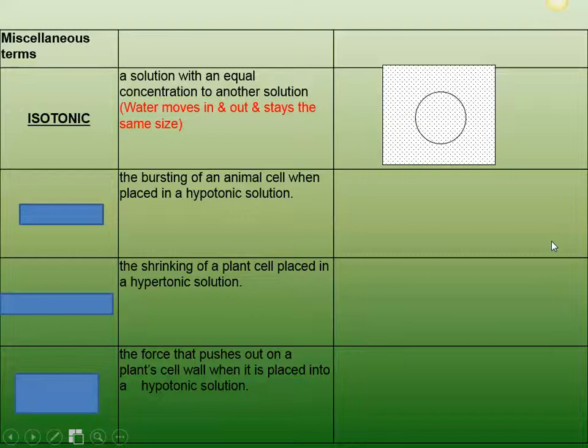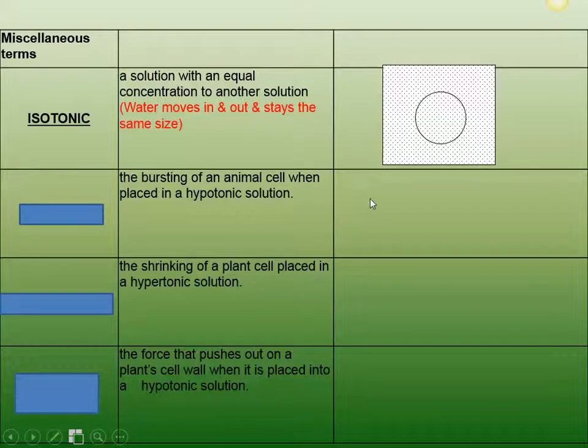And then you have an isotonic solution. These dots are all equally spaced out in this whole picture. The ratio is the same inside and outside of the cell, so the solution is of equal concentration to another solution. This cell will have water move in and move out at the same rate, so it's going to stay the same shape. So this cell is pretty happy.